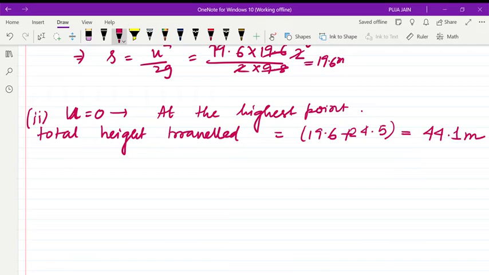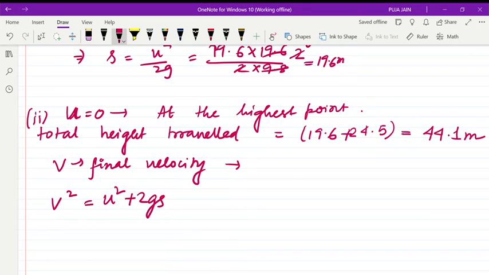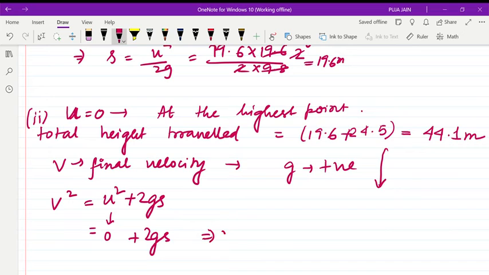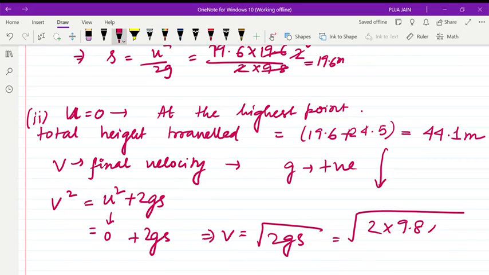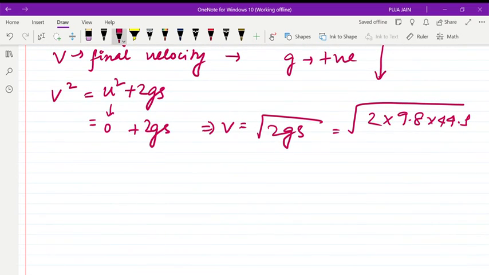Okay, now if v is the final velocity, then using the equation of motion which we have already used before, we will get v square equals u square plus 2gs, but this time g is positive. Why? Because the ball is thrown downwards. Okay, so u is 0 plus 2gs. So my v is equals to root of 2gs. So 2 into 9.8 into 44.1. I hope the calculation part you can do. If you have any problem in the calculation part, let me know. The answer you will get is 29.4 meter per second.